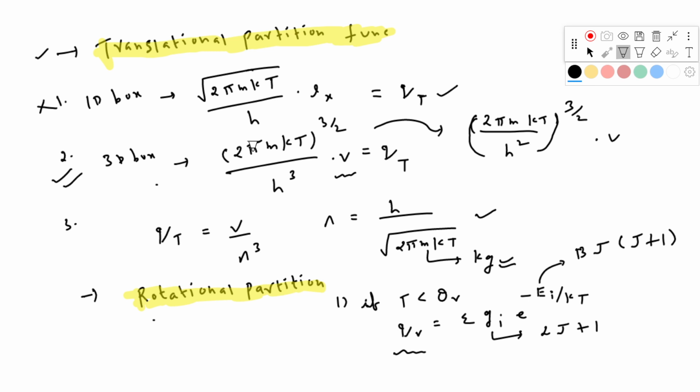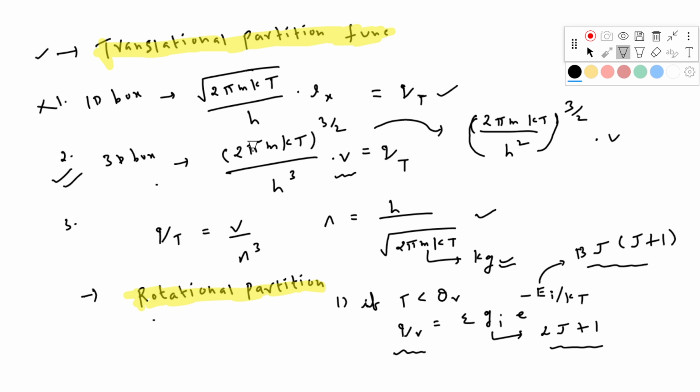Here degeneracy is equal to 2J plus 1. You have to use this formula to calculate degeneracy, and you have to use BJ(J plus 1) to calculate this energy, because this is the rotational partition function. You have already seen this in rotational spectroscopy in physical chemistry. In rotational spectroscopy, the rotational energy term is BJ(J plus 1). You have to use that formula here, right?